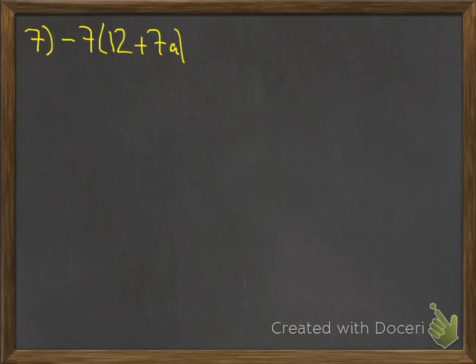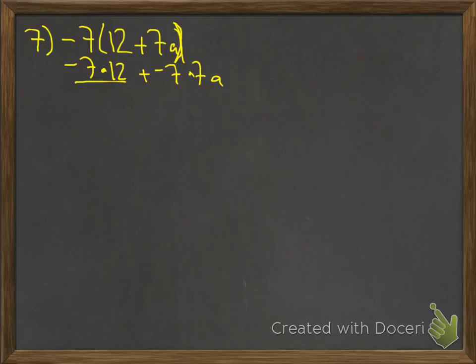Okay, the next problem, I've got negative 7 parentheses 12 plus 7a, close the parentheses. So here, again, this is distributed property, which means negative 7 times 12 plus negative 7 times 7a. Make sure you keep the variable, because a lot of y'all, when y'all do that, forget about the variable and then you mess up.